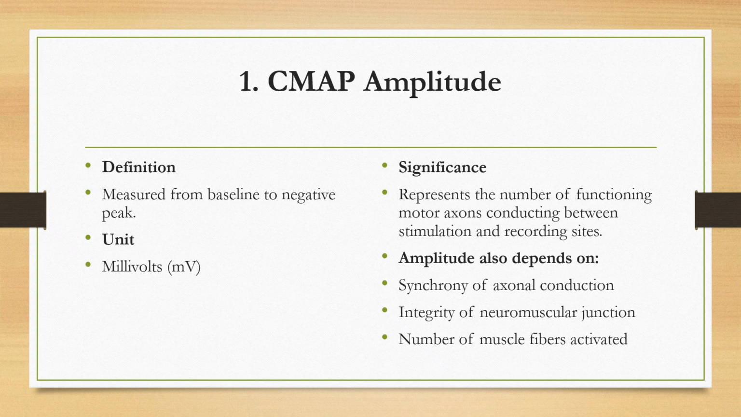Coming to CMAP amplitude, it is defined as measure of the difference between the baseline and the negative peak. It is measured in millivolts. The significance is it represents the number of functioning motor axons conducting between stimulation and the recording site. The amplitude also depends upon synchrony of the axonal conduction, integrity of neuromuscular junction, and number of muscle fibers activated.